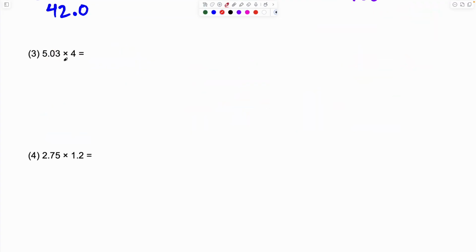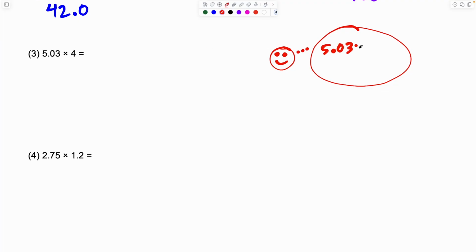For question 3, we have 5.03 times 4. For something like this, you could just multiply normally and place the decimal using estimation strategies. When I look at 5.03 times 4, this is roughly equal to 5 times 4, since 5.03 is very close to 5. 5 times 4 is 20, and since 5.03 is a little more than 5, I know the product is going to be a little more than 20.